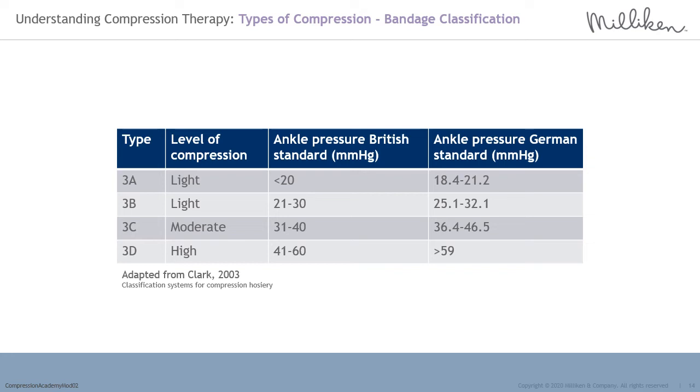3D are high, also termed extra high in British standards, compression bandages and deliver ankle pressure profiles, British standard 41 to 60 and German greater than 59 millimetres of mercury pressure. This classification does not include inelastic or short stretch, newer innovative bandage materials and hybrid systems, so has become less relevant to modern day compression practice.